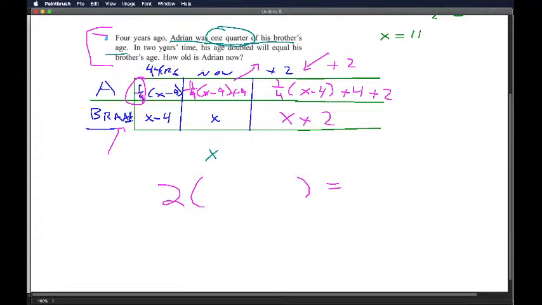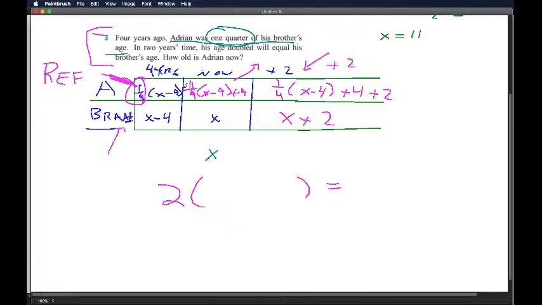right? So remember, it all starts back in this square here. This is the square that you have to start with. Adrian's age, you have to reference Adrian's age all the time. So Adrian's age is 1/4 x minus 4.